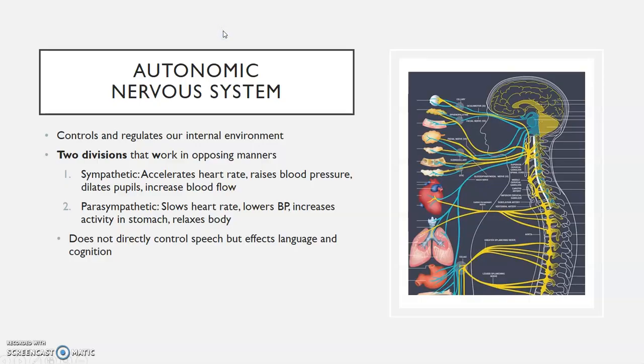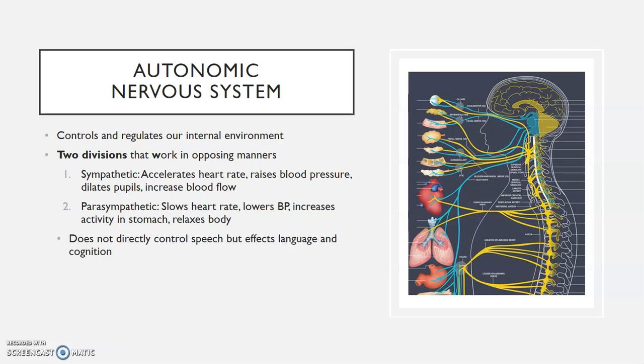The autonomic nervous system controls and regulates the internal environment. It has two divisions, the sympathetic and the parasympathetic system. The sympathetic system is really our fight or flight, so it helps in cases of emergencies where it's accelerating our heart rate, raising the blood pressure, dilating the pupils, and increasing the blood flow.